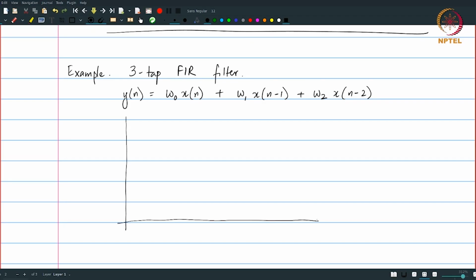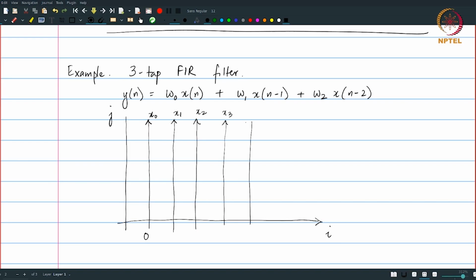I'm assuming that I have two axes, I'll call them I and J, and the assumption that I'm going to make is each value of I, in other words I equal to 0, corresponds to the value x0, that is x of 0. I equal to 1 corresponds to x1, I equal to 2 corresponds to x2, x3, x4, and so on.